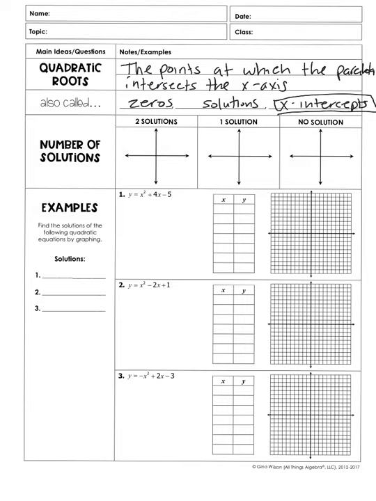So if we have a quadratic, remember, quadratics are shaped like a U. If it's got two solutions, that means it intersects the x-axis in two places. If it's got one solution, the vertex is on the x-axis. And if it's got no solutions, it's just floating out in one of the quadrants, never crossing the x-axis.